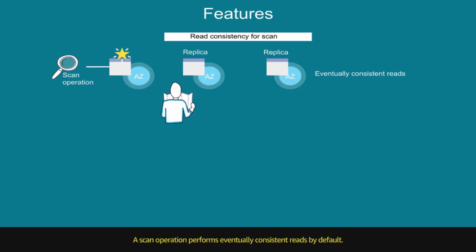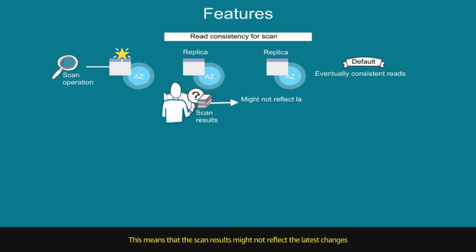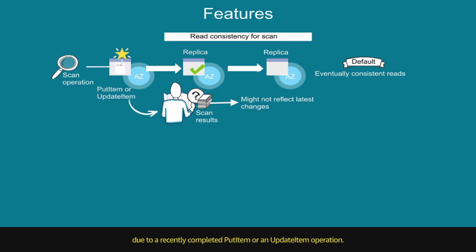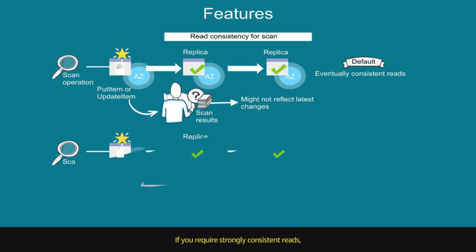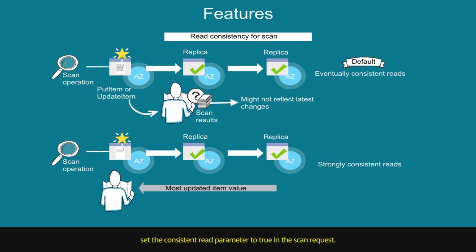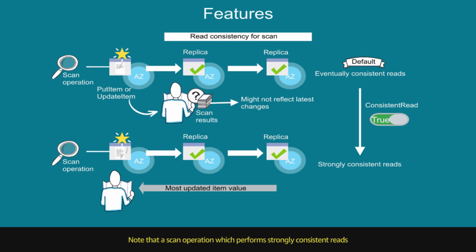Read consistency for scan. A scan operation performs eventually consistent reads by default. This means that the scan results might not reflect the latest changes due to a recently completed put item or an update item operation. If you require strongly consistent reads, set the consistent read parameter to true in the scan request. Note that a scan operation which performs strongly consistent reads consumes twice as many read capacity units as compared to the default eventually consistent reads.